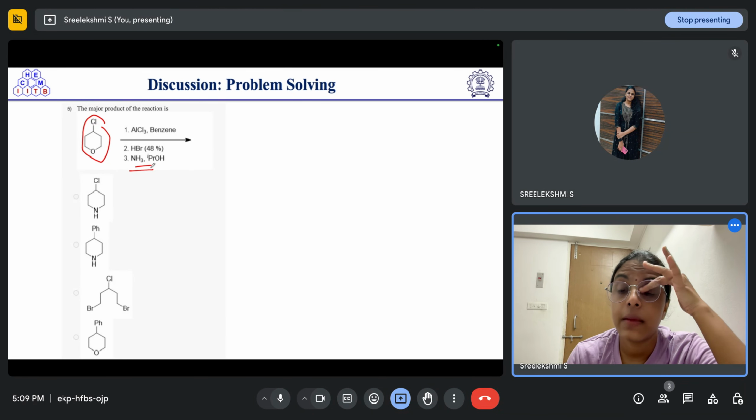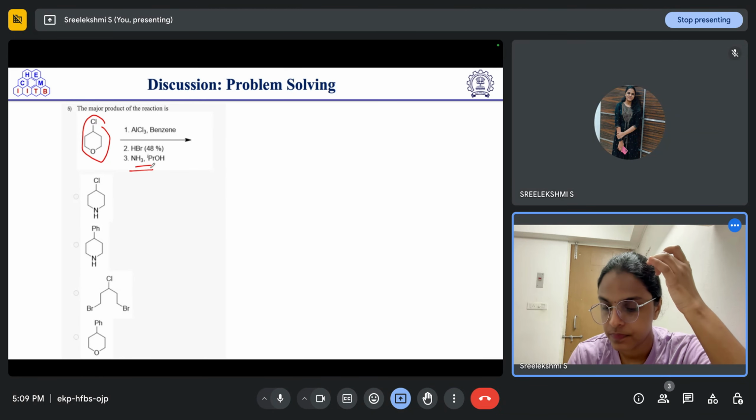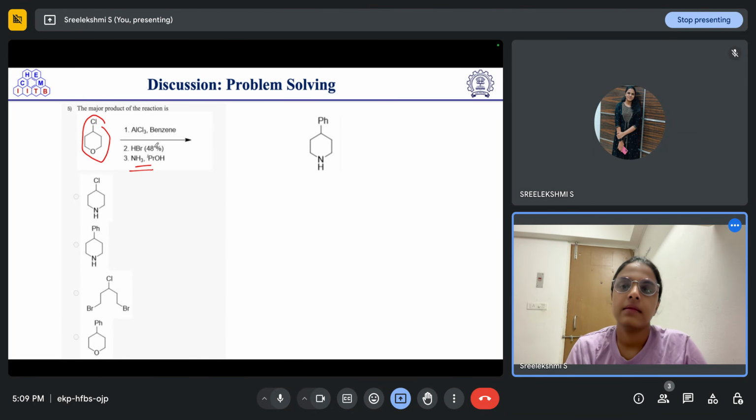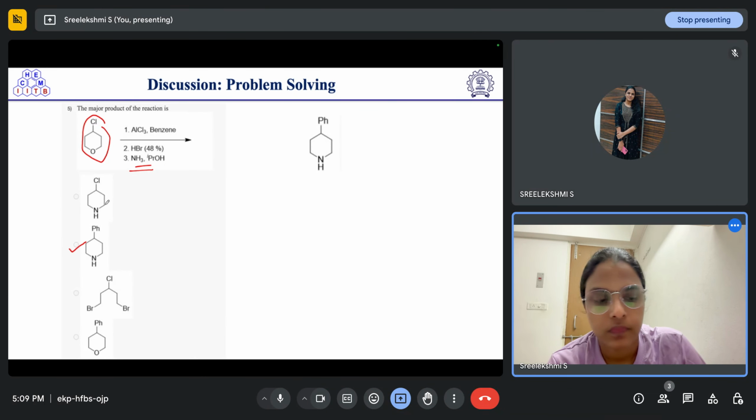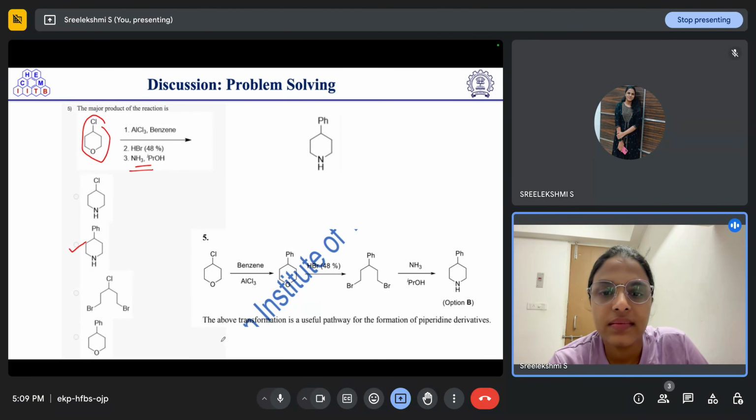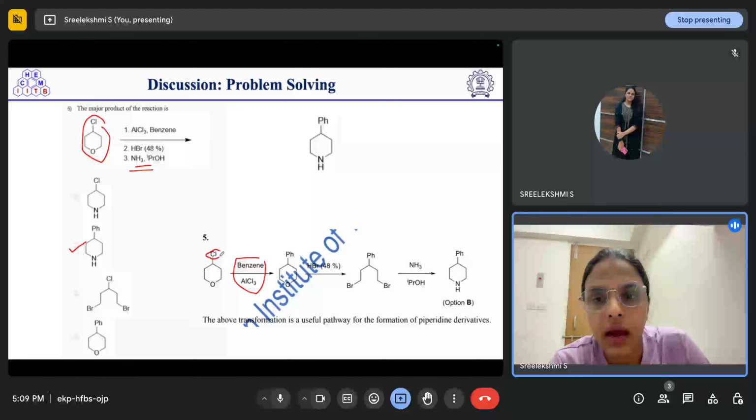So here this is the product, that is, this particular compound. It is going through this mechanism. First, in the presence of benzene and AlCl3, AlCl4 minus will leave out, resulting in a carbocation over this center, and then benzene will attack over this carbocation, and that will form the species.